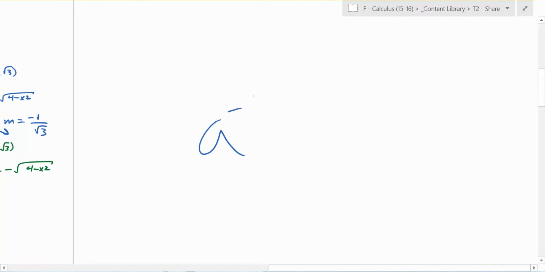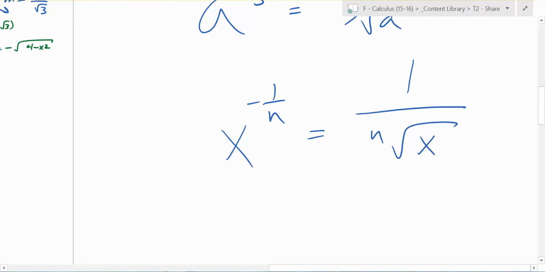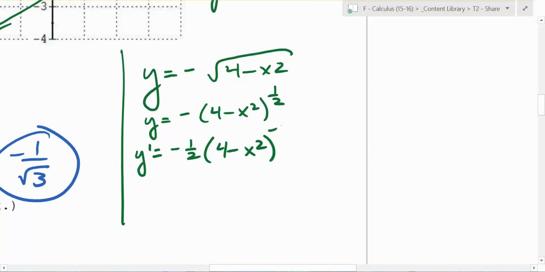What does a to the negative 1 over 3 mean? Can someone translate that for me? 1 over the cube root of a. Exactly. What does x to the negative 1 over n mean? 1 over the nth root of x. You have to remember that. Negative 1/2 times.